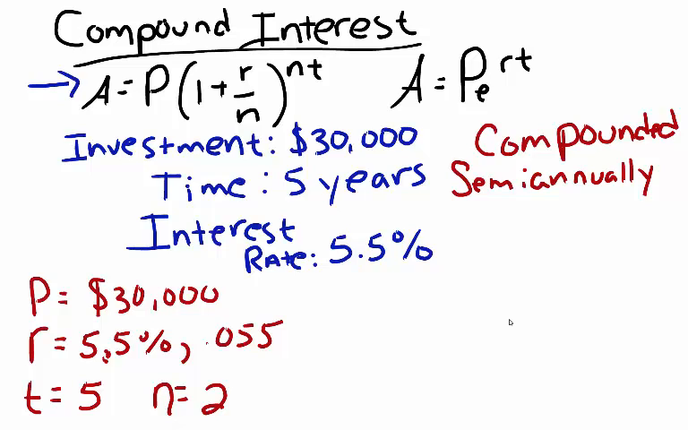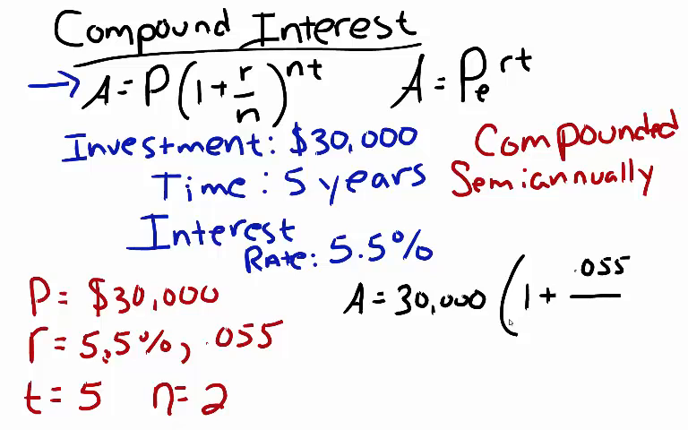Let's plug these values into our formula and solve to determine our accumulated value. A equals P, which is 30,000, times 1 plus R, which is 0.055, divided by N, which is 2, all raised to the power of N, which is 2, times T, which is 5.